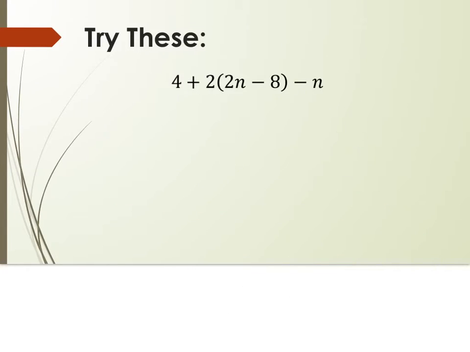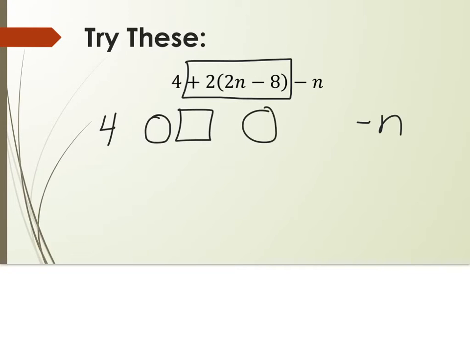4 plus 2 times the quantity of 2n minus 8 minus n. Don't be confused that the area we need to distribute is in the center of the expression. I will bring down the 4 so we don't forget it, and the negative n so we don't forget it, but I will also draw circle, square, square. We are sharing the 2, which is positive, and that goes in the circles. 2n is brought down, and a negative 8 is brought down.